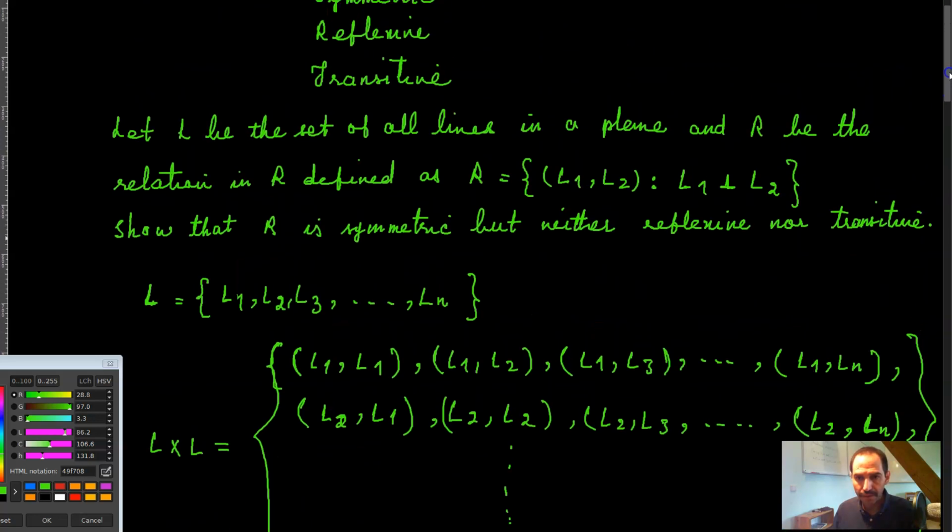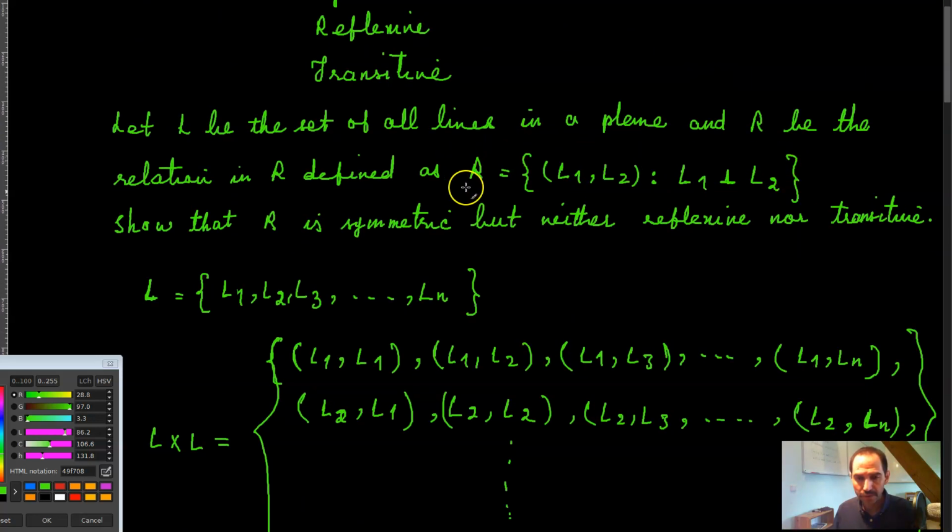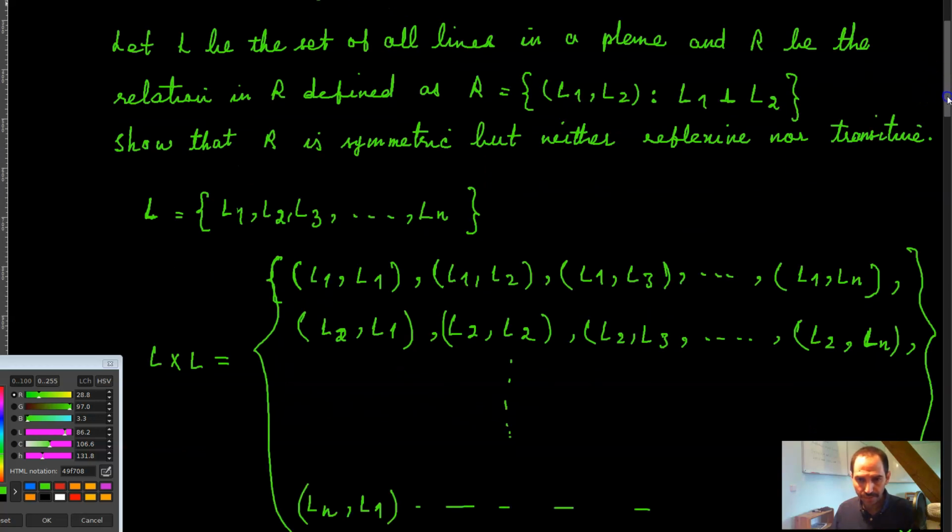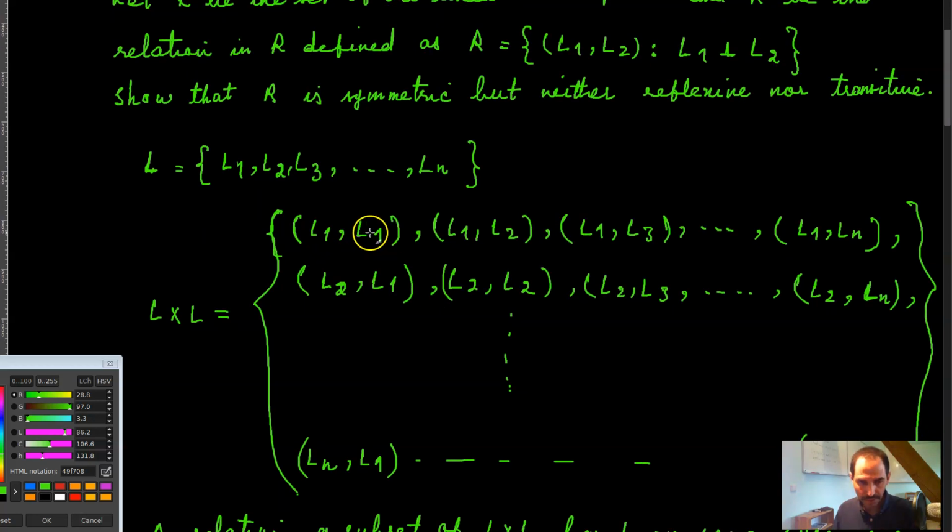Now, based on this condition or rule, whichever one of these ordered pairs has two lines that are perpendicular, then that ordered pair belongs to R. Otherwise it does not belong to R, right? So that's basically the meaning of this relation.